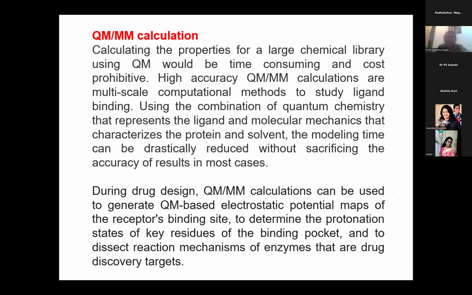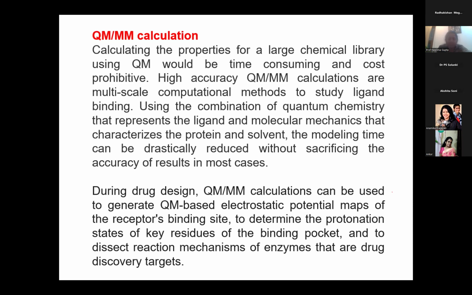So high accuracy QMMM calculations, the hybrid type of methods, are multi-scale computational methods to study ligand binding. They can be used using the combination of quantum chemistry that represents the ligand and the molecular mechanics that characterizes the protein and the solvent. The modeling time can be drastically reduced without sacrificing the accuracy of the results in many cases.